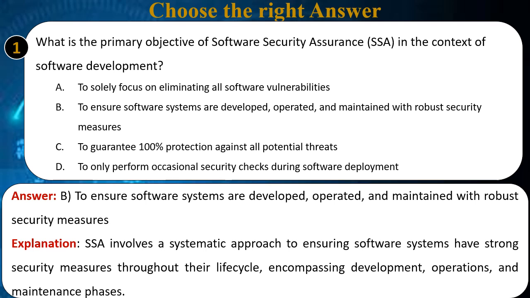While option A might seem appealing, eliminating all vulnerabilities is practically impossible. Option C's guarantees are unrealistic in the ever-evolving threat landscape. And option D is insufficient, as security should be integrated throughout the entire software lifecycle, not just deployment. Therefore, the main focus of software security assurance is to proactively implement and continually improve security practices throughout the software development process, minimizing vulnerabilities and mitigating risks to an acceptable level.